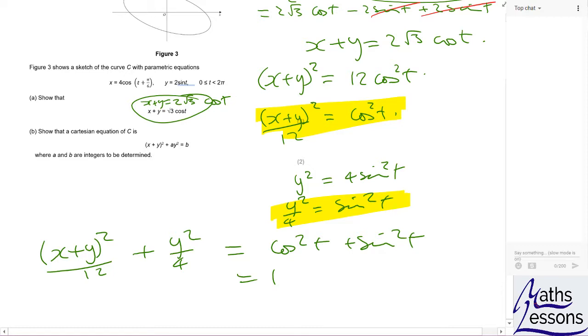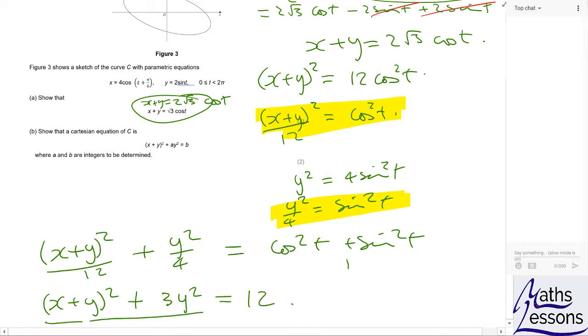Now we want to get x plus y squared plus ay squared equals b, so we need to times that by 12. So x plus y squared plus 12 times this is going to be 3y squared will equal 12, because that's equal to 1, so 1 times 12 is 12. And that gets us our final answer. So sorry about the typo in there. That wasn't me, that was the database from Edexcel giving that typo, but at least I wonder if actually you managed to spot it and just carry on.